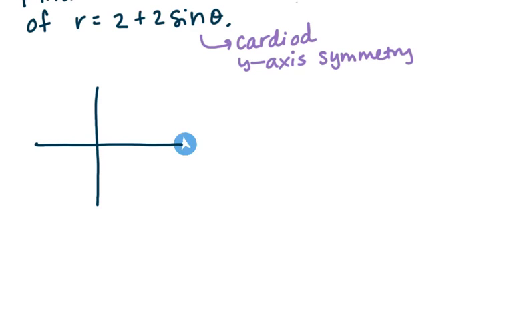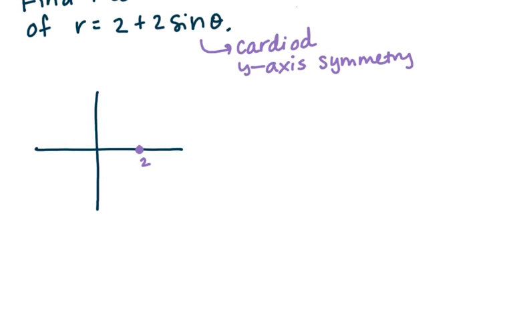Usually I just stick with 0, pi over 2, pi, 3 pi over 2, and 2 pi to make my sketch. If we plug in 0 for sine, we're going to get 0 plus 2, so I'll put that here at 2. Then if I plug in pi over 2, sine is 1 there, so that's 2 plus 2, which gives me 4. Might need to make my line a little bit longer. Okay, there's the first part.